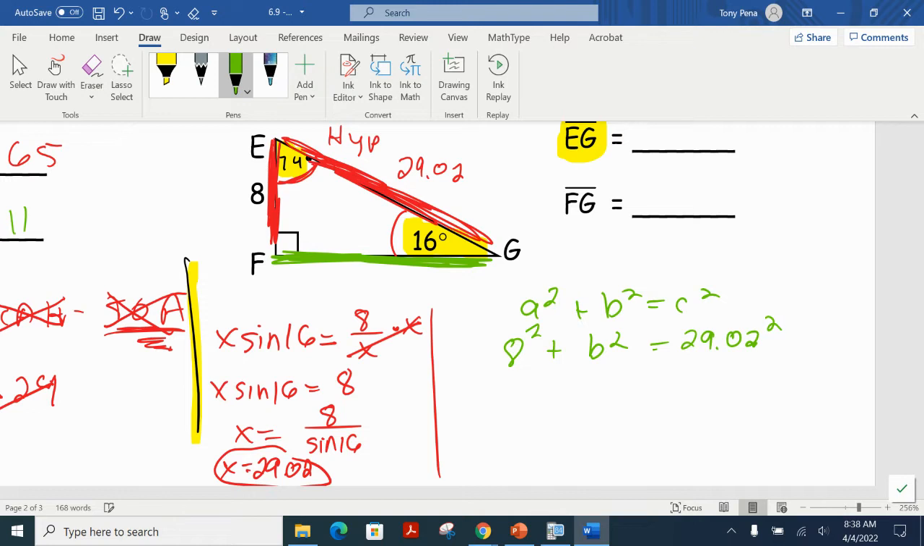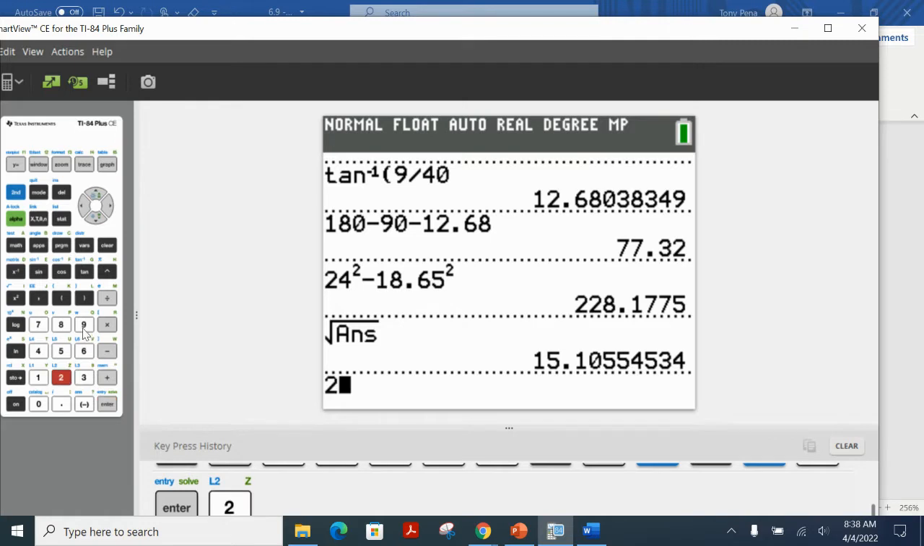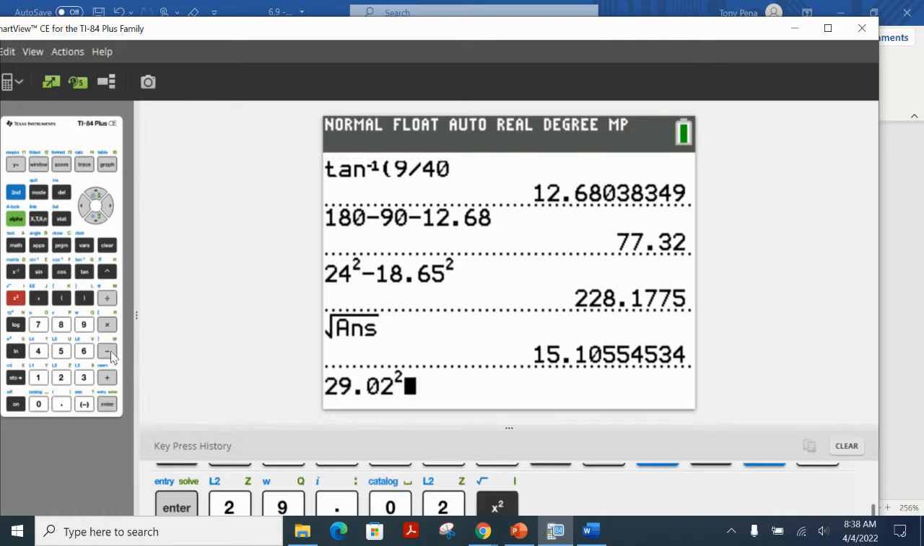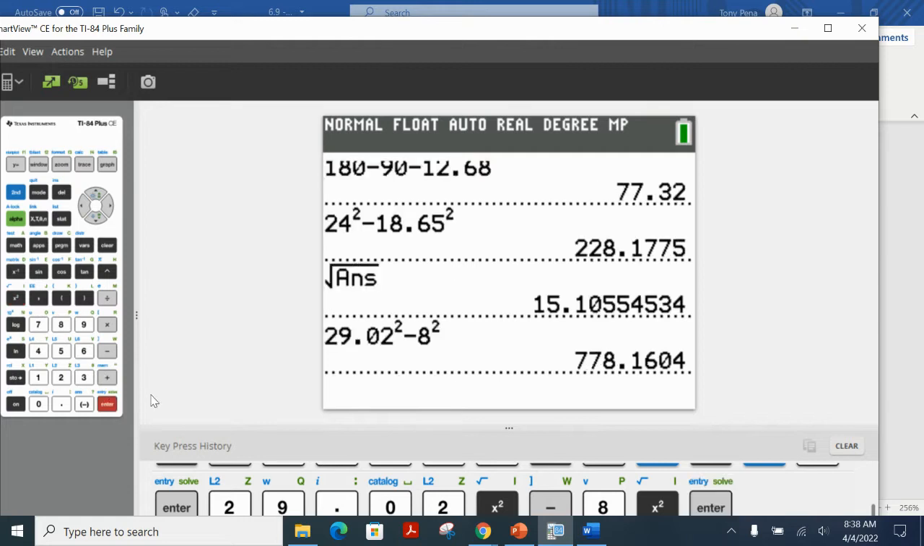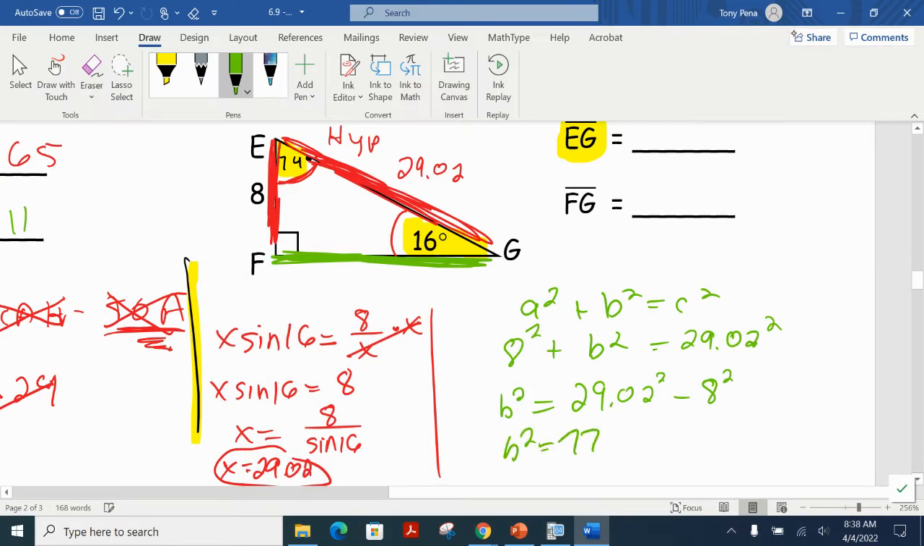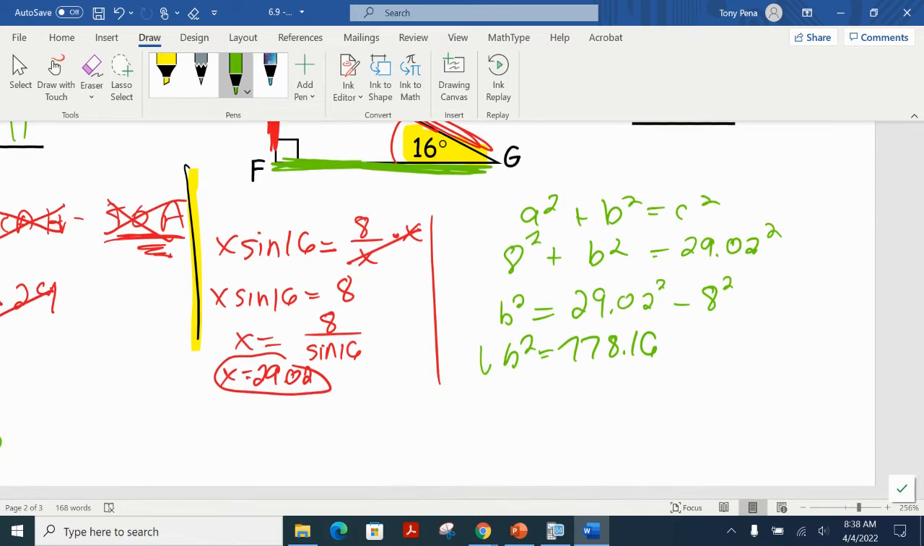All right, to save a little time on my calculator, I'm going to subtract the 8 squared over like this so I can just plug it all in at once, because on the calculator on the computer it's a little awkward. So subtract the 8 squared over. So I'm going to do 29.02 squared minus 8 squared. All right, so 778.16. That's then what you take the square root of. So square roots of that answer.